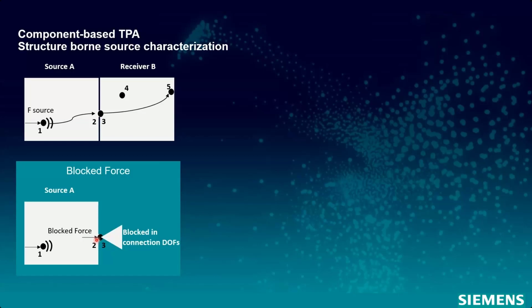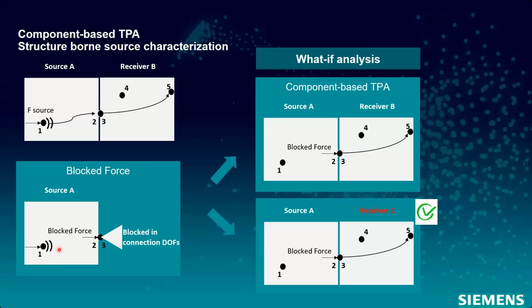So while it's operating, we assume then that the source mechanism is an ideal force mechanism or an ideal displacement source. And then once we have this blocked force, when we apply them on the full assembly, we get good predictions for the receiver, and we can even modify this receiver. So that's the advantage of these blocked forces.